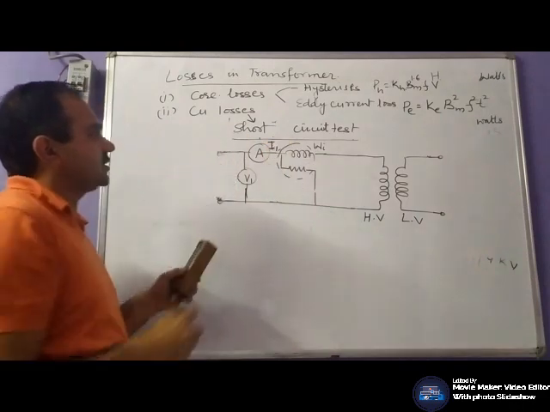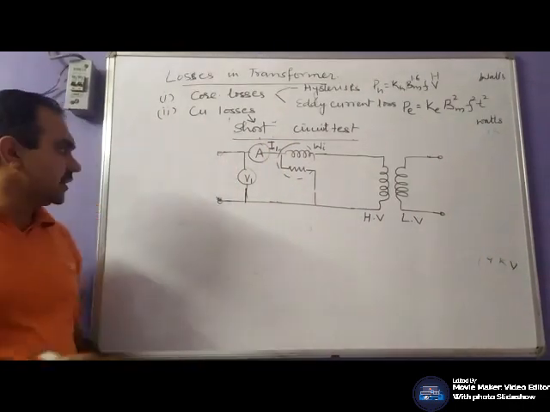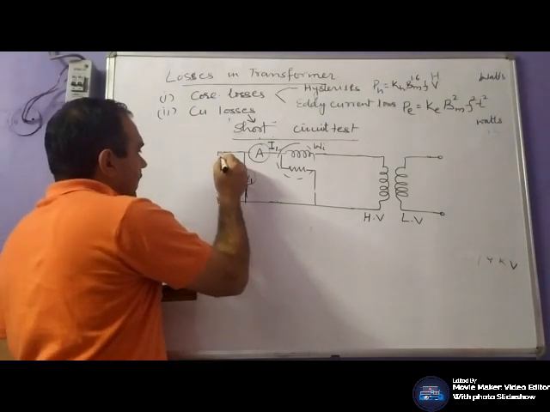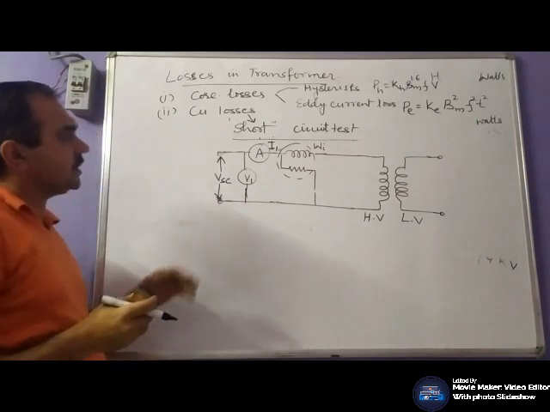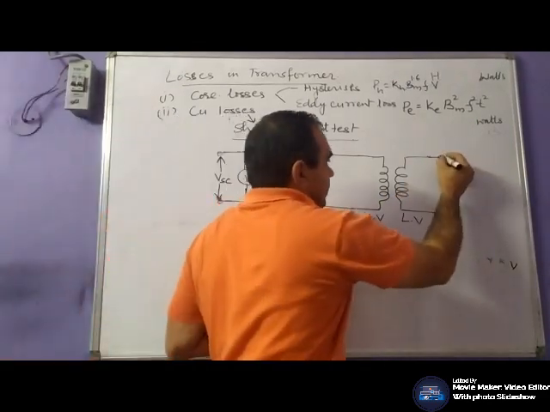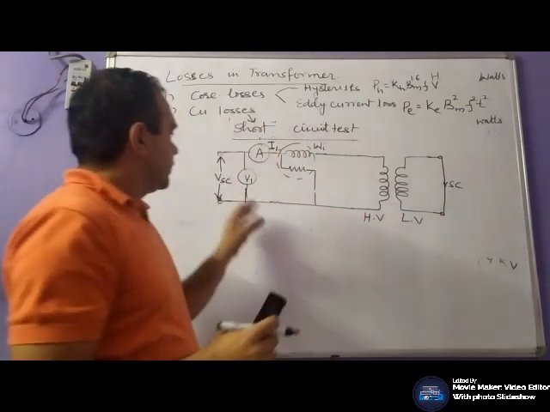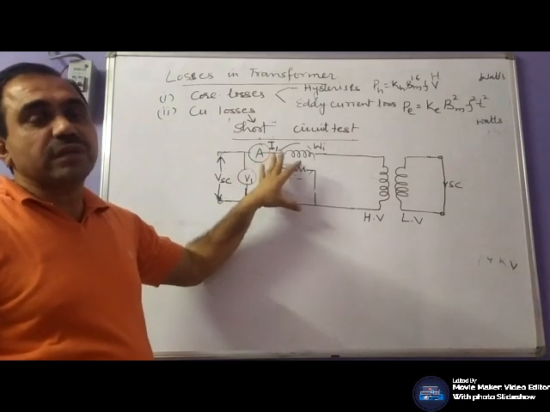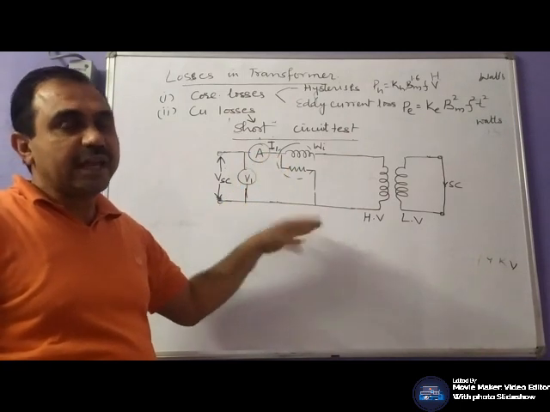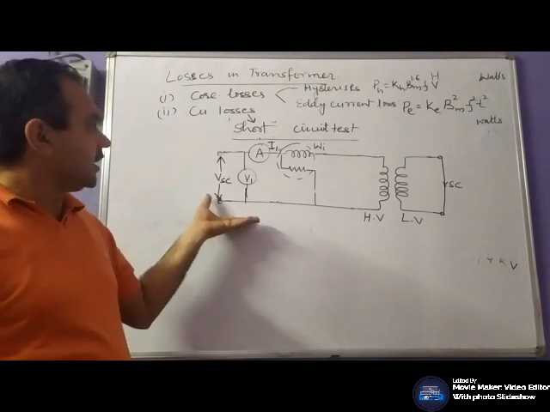For example, this test is being performed on the primary side. So I1 is the rated current. Now the voltage applied would be the short circuit voltage, and this low voltage side is short circuit. We will apply a certain voltage which would circulate the rated current. It may be 5% or 2 to 5% of the rated voltage.